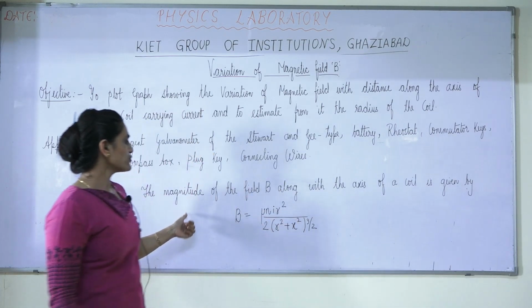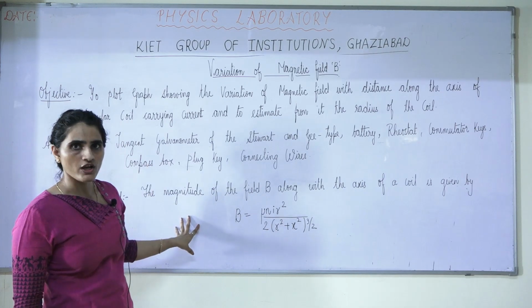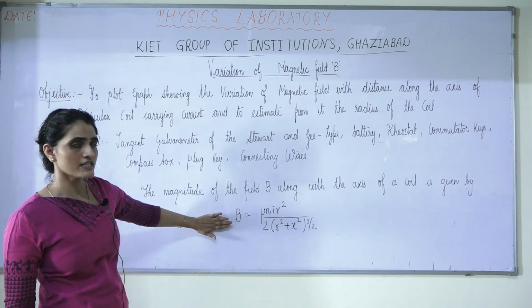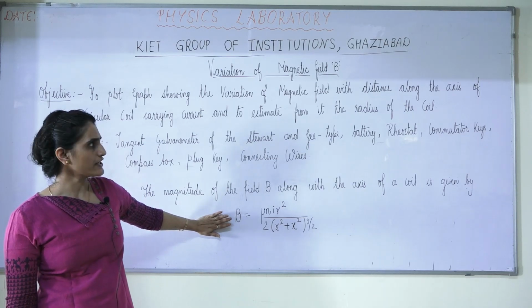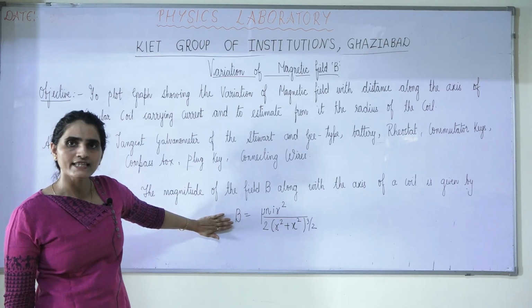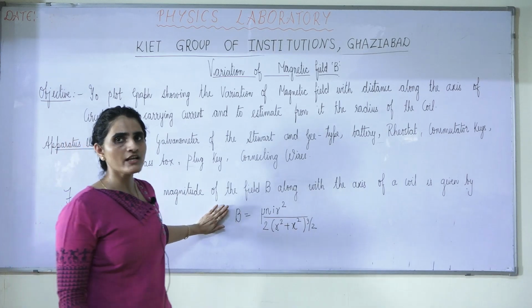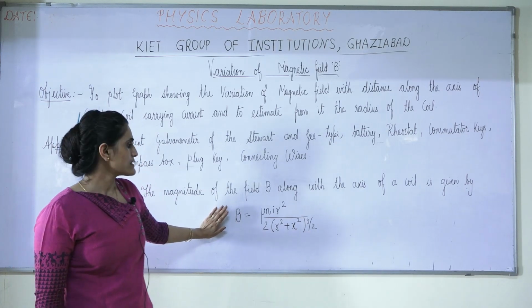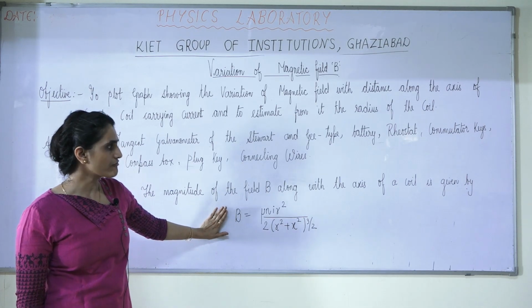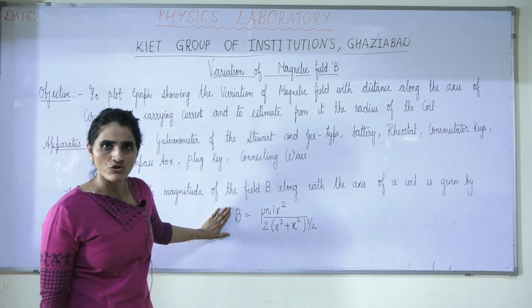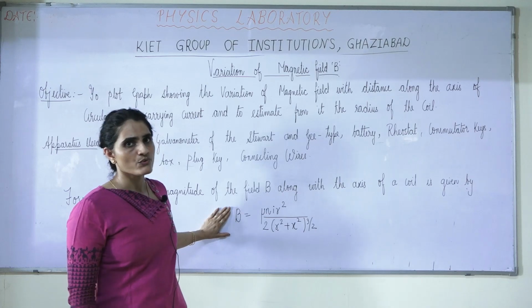But in order to find the radius of the coil, we are not going to use this formula. We will prefer an alternative method, which is plotting a graph of distance versus tan theta. From that graph we will calculate the radius of the coil, which I will show right now.